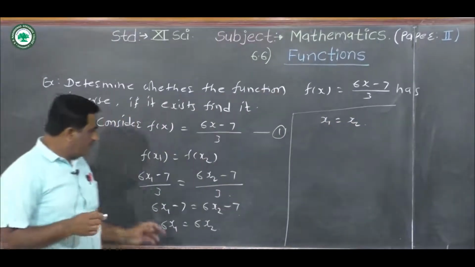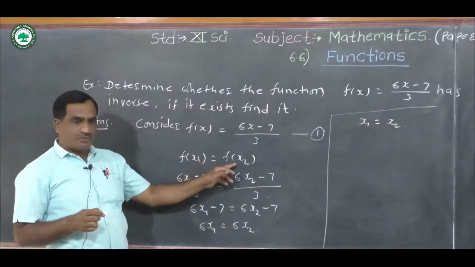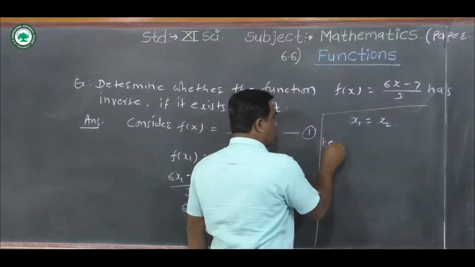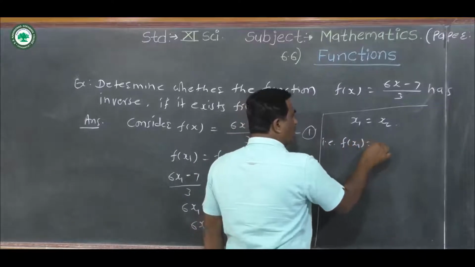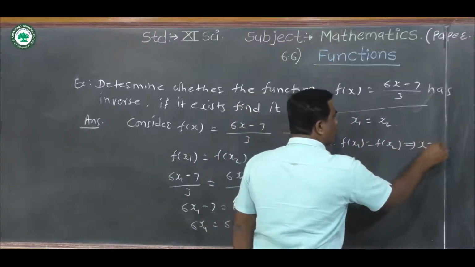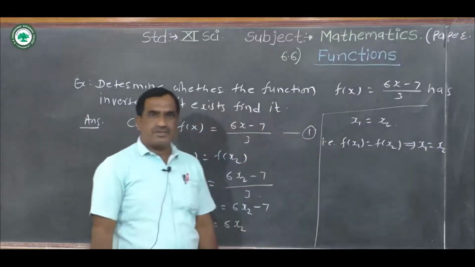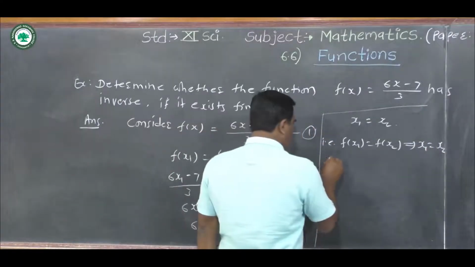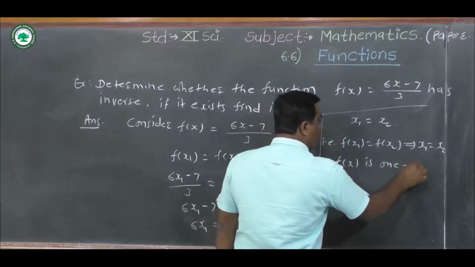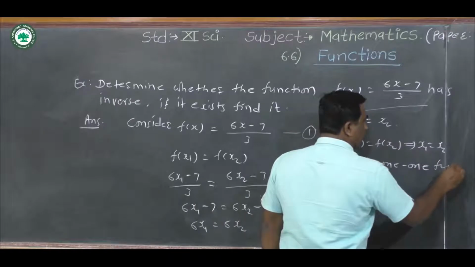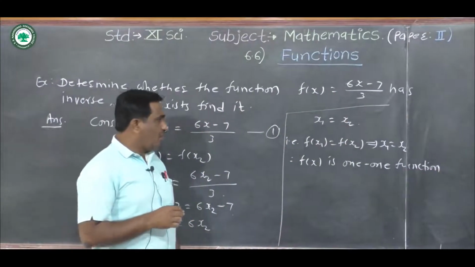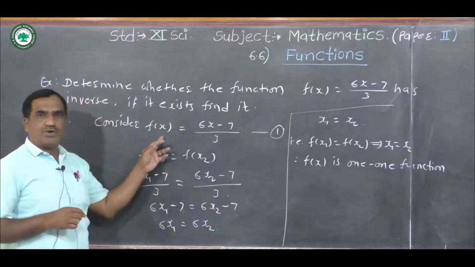Now we have taken f of x1 equal to f of x2, and then we get x1 is equal to x2. That is, f of x1 equal to f of x2 implies that x1 is equal to x2. Therefore, f of x is one-one function. Now we have to show that this function f of x is an onto function.